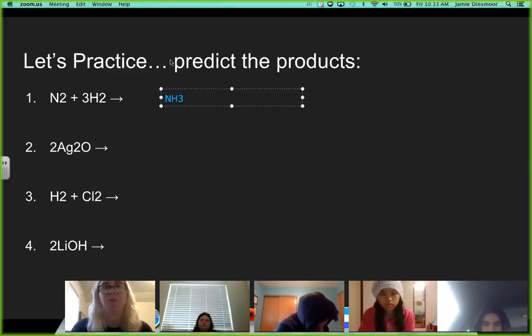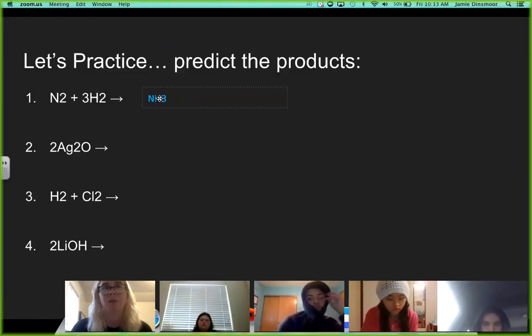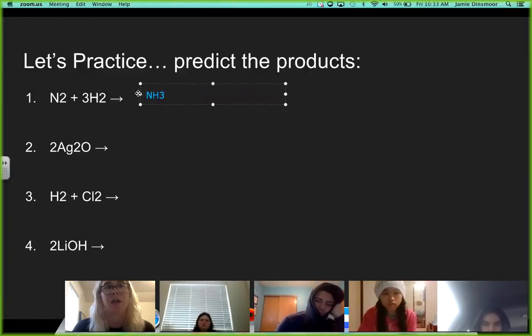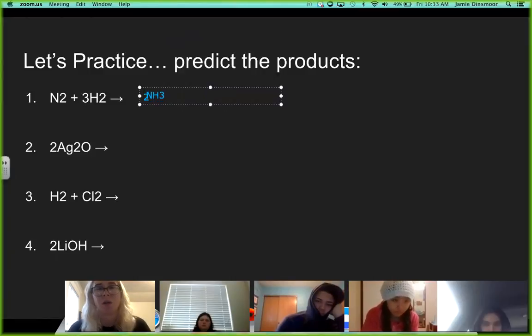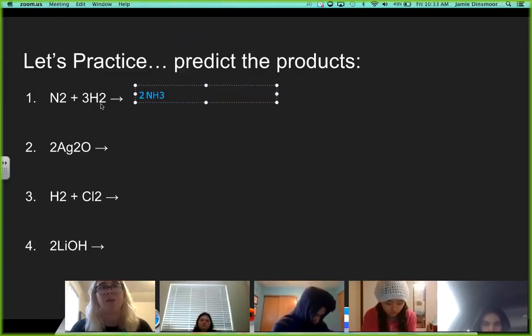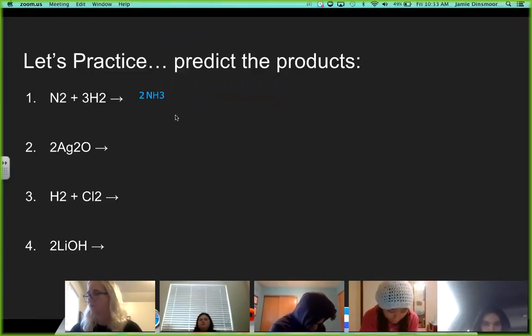Okay, now we need to balance our equation, which gets a little harder, right? It looks like we could put a 2 in front and be good. Right, because then we have 2 nitrogens, and on that side we have 6 hydrogens. And guess what? That's exactly what the answer is. I wrote the answers to make sure that I'm right here.